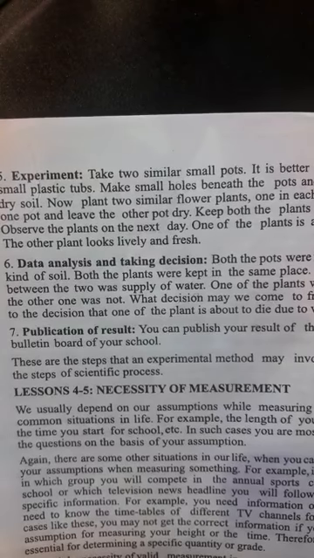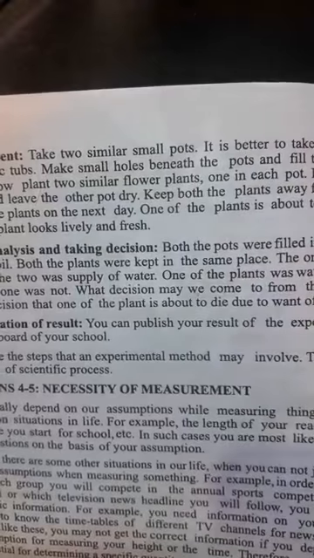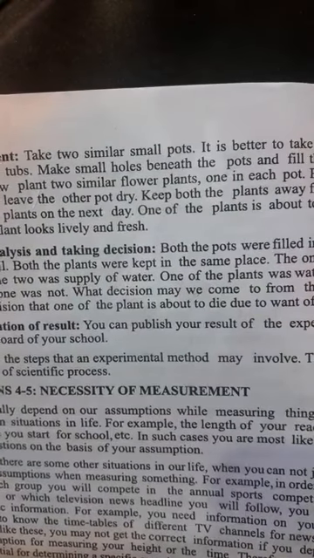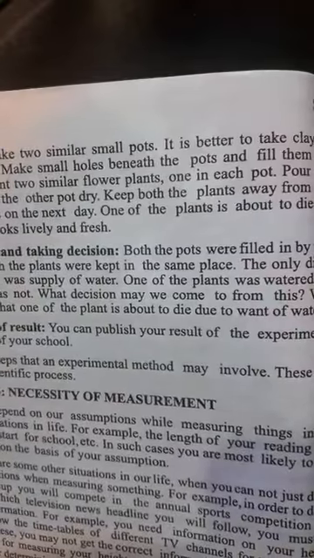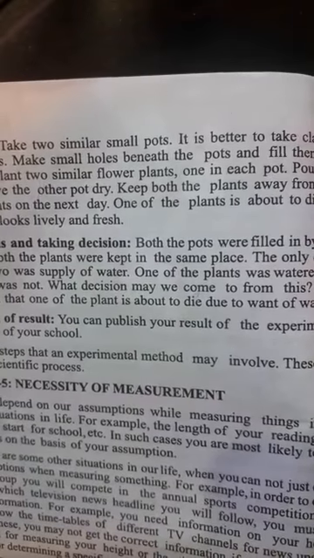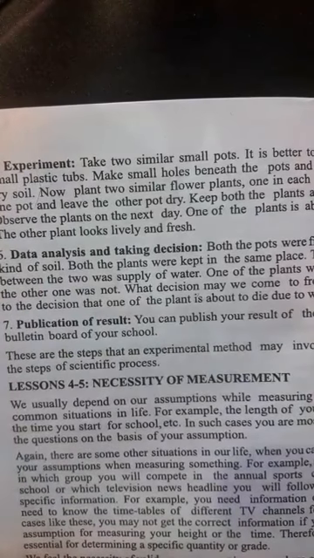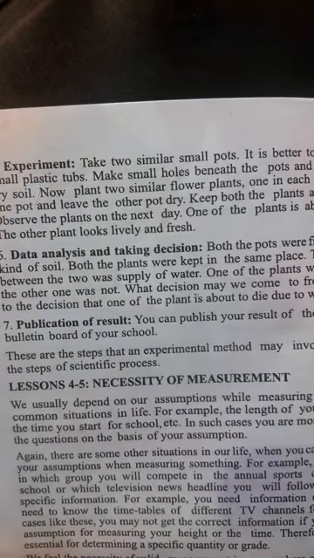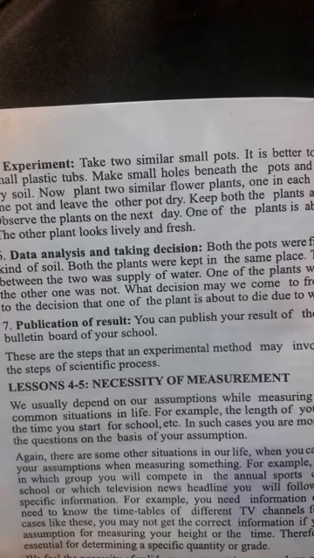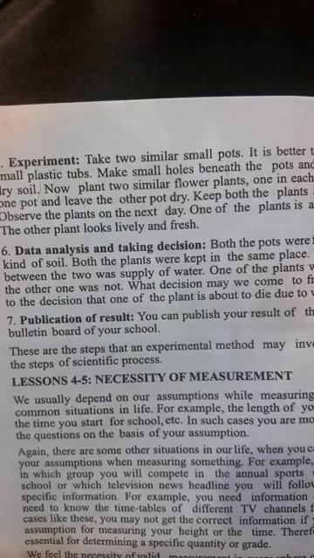Number 7, publication of result. You can publish your result of the experiment in the bulletin board of a school. These are the steps that an experimental method may involve. These are the steps of the scientific process. These 7 steps are the steps of the scientific process. So in order to prove any experiment, you have to go through these 7 steps of the scientific process, right?